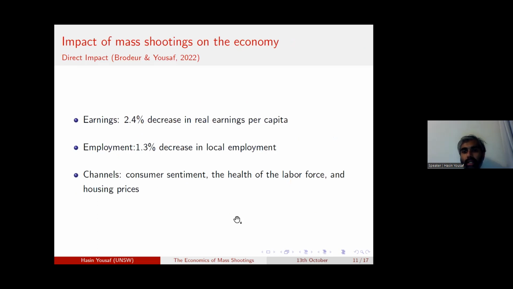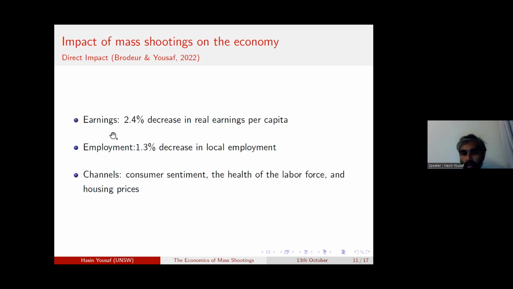Okay, so let's now look at some evidence on the impact of mass shootings on the economy. These will be a couple of slides where we'll start first from the direct impact of mass shootings. This is another co-authored paper with Elias Brodeur, where we look at the impact of mass shootings on the economy. We analyze counties where mass shootings occur with respect to counties where they don't occur.